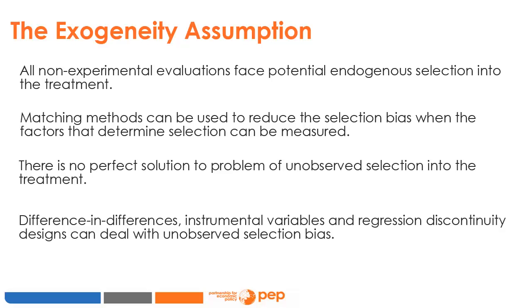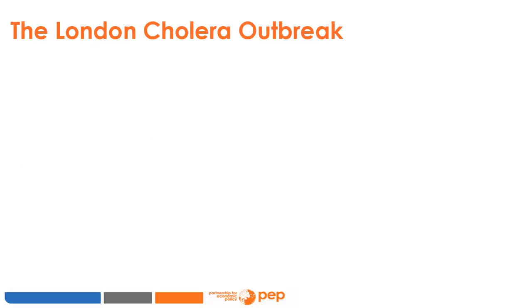Methods such as difference in differences, instrumental variables, and regression discontinuity design can deal with unobserved selection bias. Keep in mind that these methods lead to valid impact estimators under certain theoretical assumptions that are often untestable. Combining methods that address different sources of bias and comparing their results is a good way to strengthen causal inferences drawn from natural experiments. Let me illustrate the essence of natural experiments with a well-known example, the London cholera outbreak.